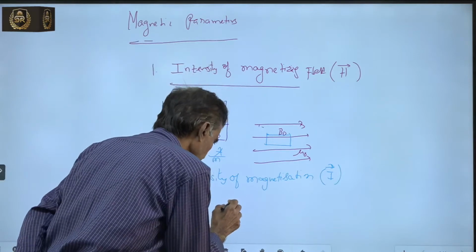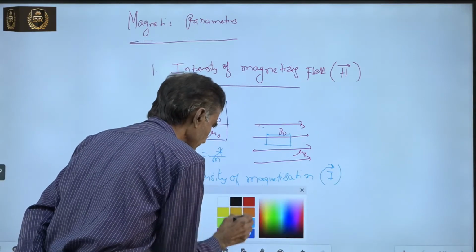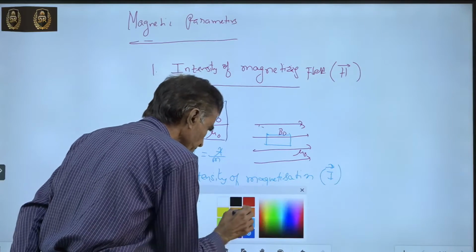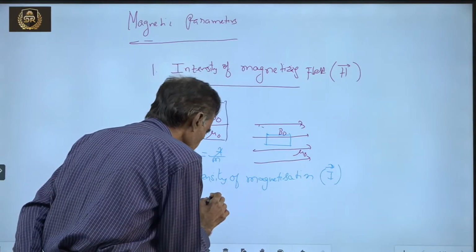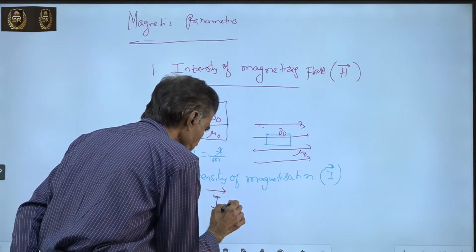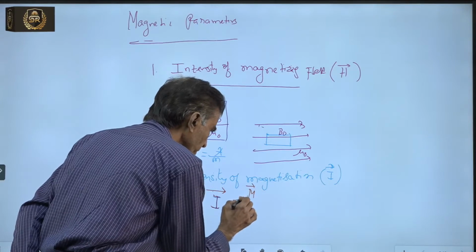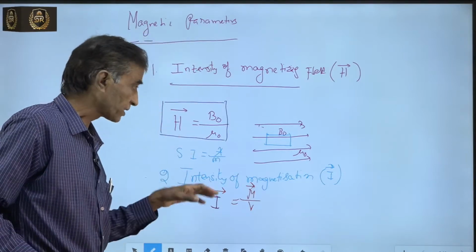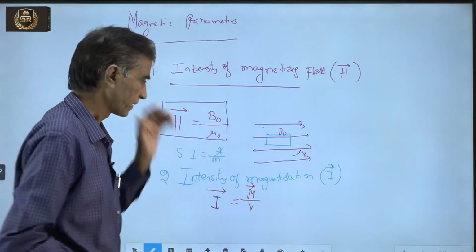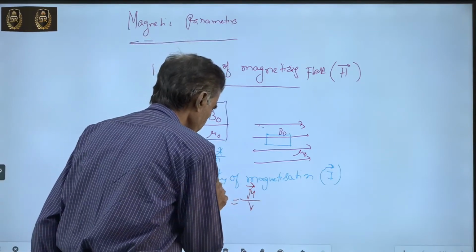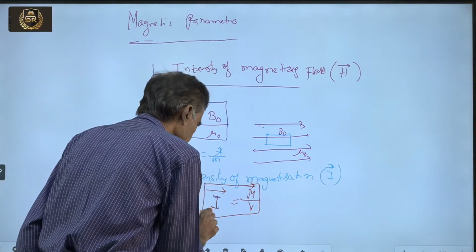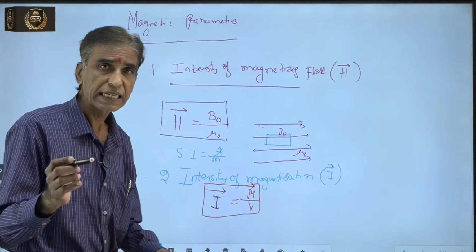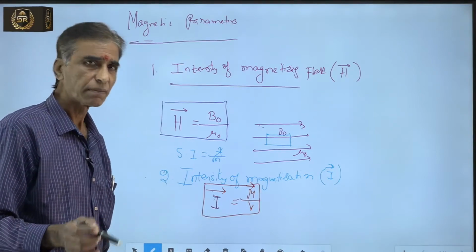So, I vector is also a vector, equal to m vector by volume of the material. This is the basic definition, and the SI unit is ampere per meter. This is our basic formula for intensity of magnetization. That means the direction of intensity of magnetization is that of the direction of the magnetic moment of the magnet.